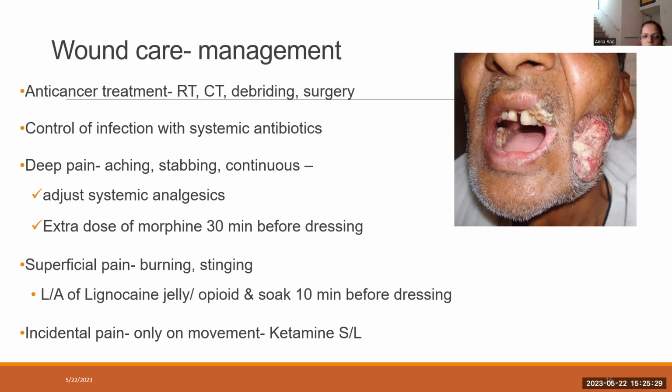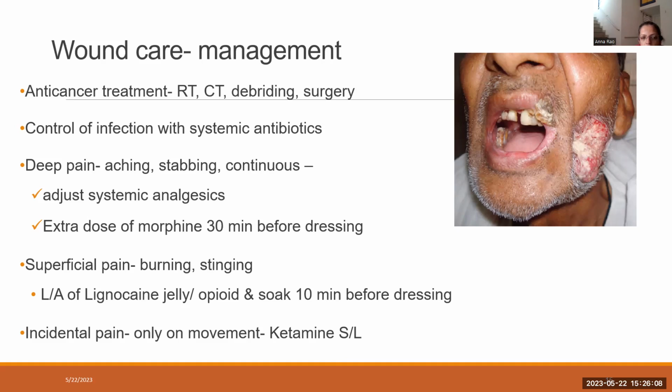Control of infection can be done with the help of systemic antibiotics also. And when there is deep pain, many times the patient may tell you when you are doing assessment that he is having aching type of pain or stabbing type of pain, continuous pain, right? So at that time, depending on the WHO pain ladder, we have to give the analgesic drugs. And last time also we had discussed an extra dose of analgesic drug before dressing. Okay, so that should also be followed.